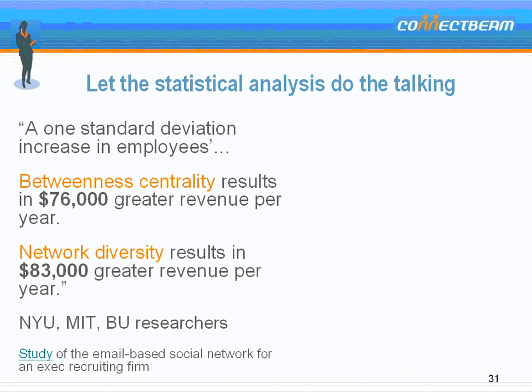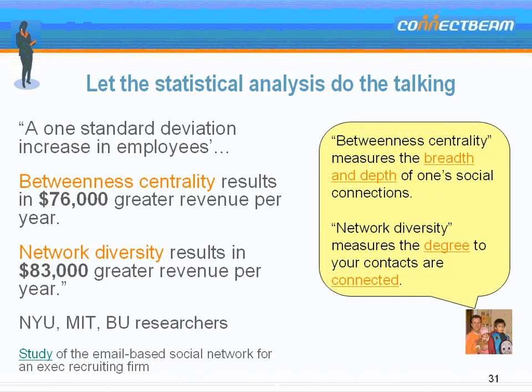A 1 standard deviation increase in employees' betweenness centrality results in $76,000 greater revenue per year. A 1 standard deviation increase in employees' network diversity results in $83,000 greater revenue per year. Let me explain that. Betweenness centrality is a measure of the breadth and depth of one's social connections. So if you have a high number of email contacts and a really robust set of interactions with those various contacts, you tend to have a higher betweenness centrality. You're very plugged in.